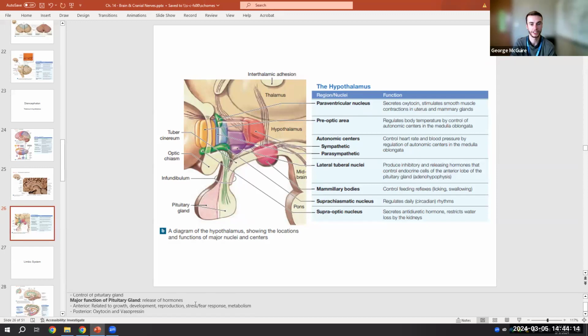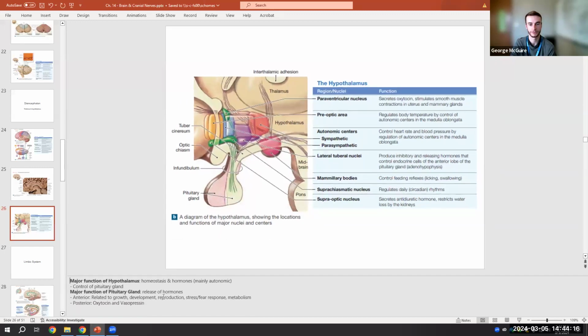So the anterior pituitary gland, we can pull this up a little bit so we can see all the notes. The anterior pituitary gland releases a variety of hormones. I didn't list all of them or talk about all of them, but gave some examples of what they control or are related to. So hormones related to growth and development, hormones related to reproduction. I guess all those can be kind of grouped together. So hormones related to growth, development, and reproduction. Hormones that are related to our fight or flight stress response. And then hormones related to metabolism.